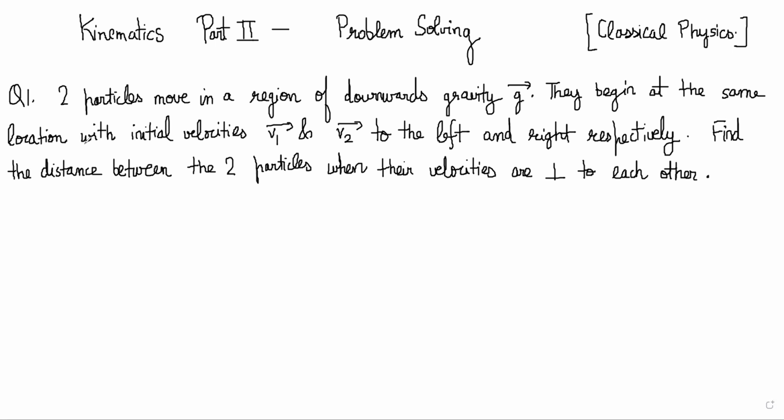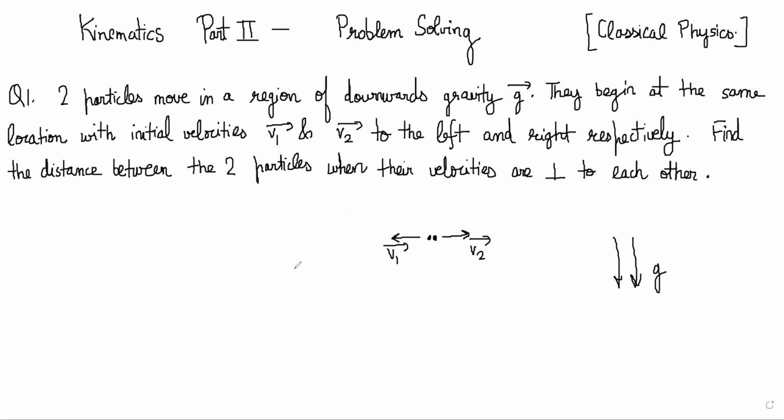Two particles move in a region of downwards gravity g. They begin at the same location with initial velocities v1 and v2 to the left and right respectively. So basically, let's say these two particles are here. One of them begins with v1 to the left, and one of them with v2 to the right, respectively, right? Now, there is downward g in this region. Find the distance between the particles when their velocities are perpendicular to each other.